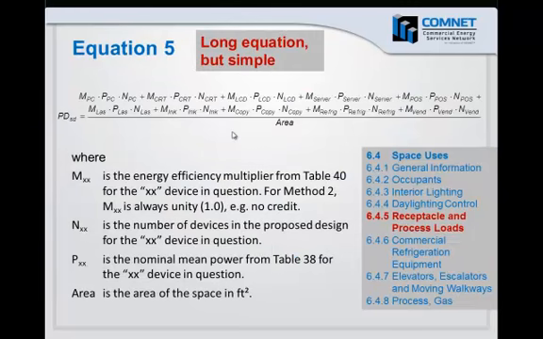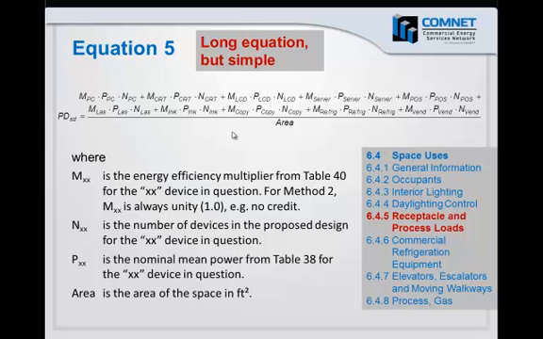Equation 5, which feeds into equation 4, is a long equation, but it's a fairly simple equation. It gives you the power density in a space as a function of the number of devices that you count up in the space. So the M factor is the multiplier for credits. For the baseline, this would always be 1, and for method 2, it would always be 1. But for the rated building, this multiplier could be less than 1.